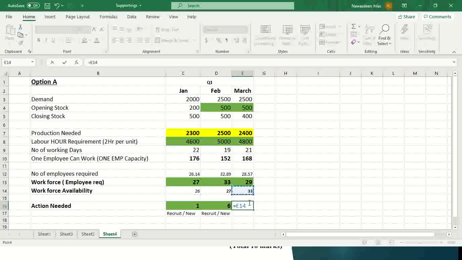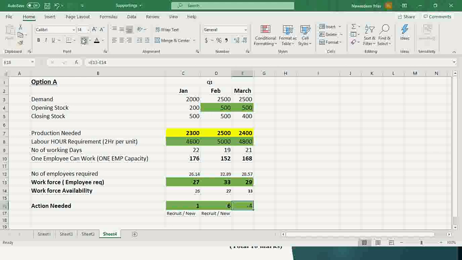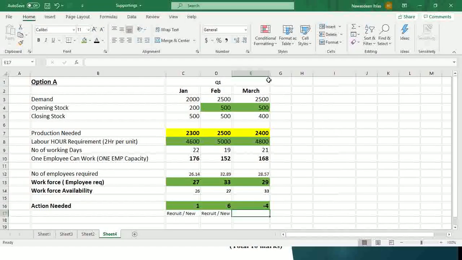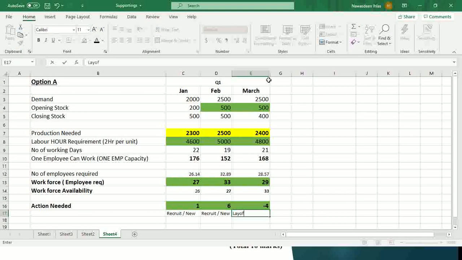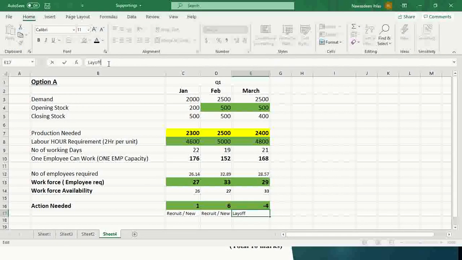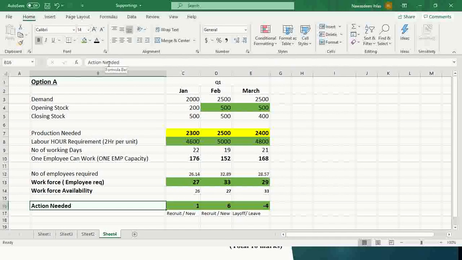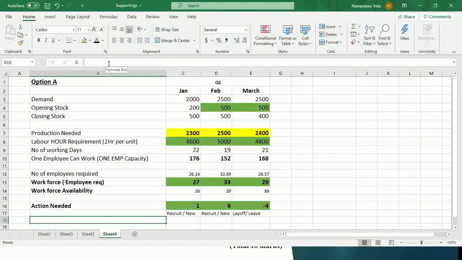Here we are having 4 employees in excess, which means there will be a layoff. 4 employees will leave, or we'll ask them to leave. Clear? So these will be the possible actions that we can take if we are managing our labor force.